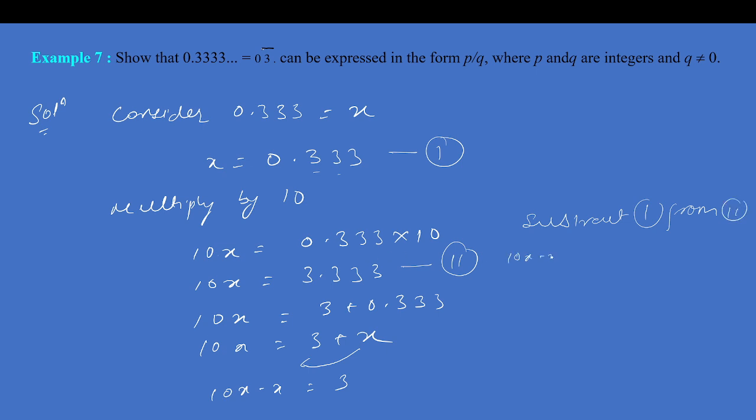So 10x less x is equal to 3.333 less 0.333. 9x is equal to 3. x is equal to 3 by 9, or x is equal to 1 by 3. So again, this is in the form of p by q, and here q is not equal to 0. Either you can split 3.3 as 3 plus 0.333, where 0.333 is x, or you can do it by subtraction. Take the first as equation 1 and this as equation 2 and just solve.